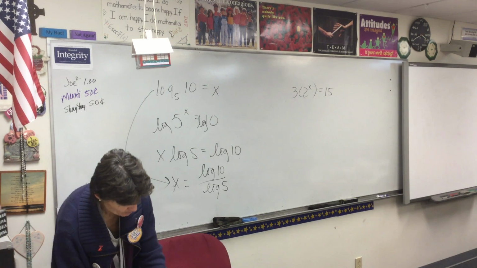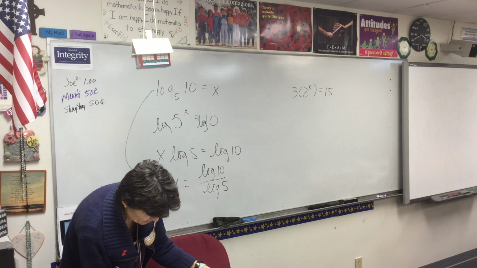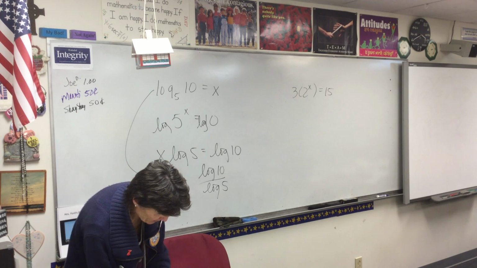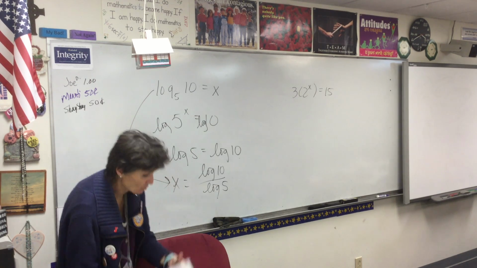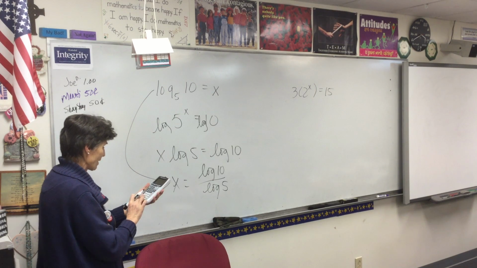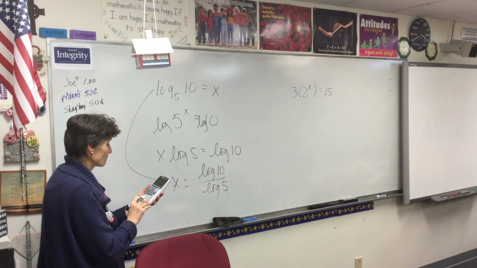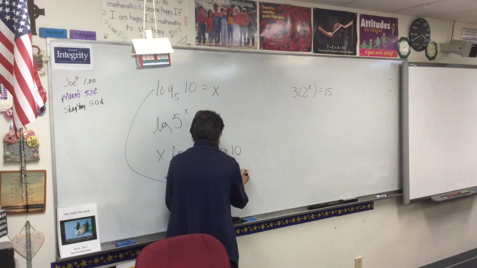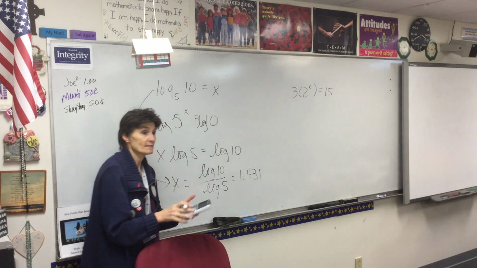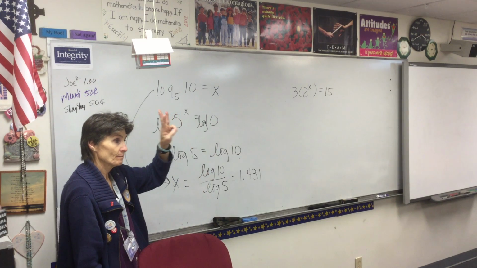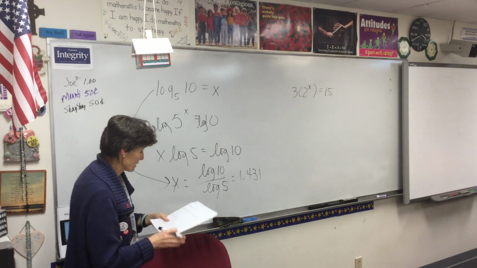Does it say anywhere how to round? On the other practice test, it said round to the 1,000th, so I have a feeling the test will say the same thing. So we're going to round to the 1,000th. So log 10 divided by log 5. I got 1.431. Remember, how many decimal places is the 1,000th? 3. So round to 3 decimal places.